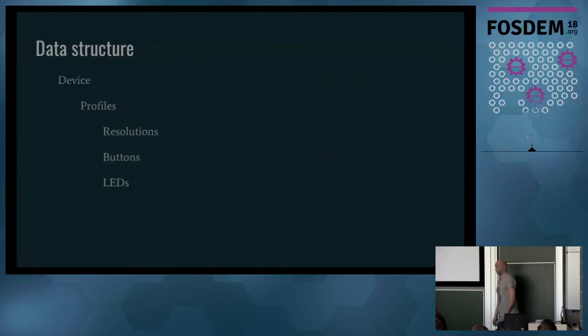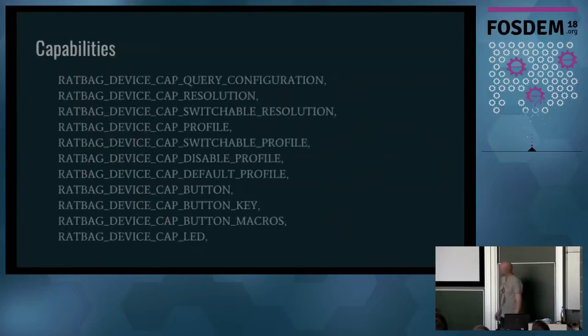So the basic data structure within libratbag is that you will have a device. On the device you have multiple profiles, at least one. In that you can have different resolutions that you can switch between, where one has a DPI of 800 and the other 2000, or whatever you need. And you have your button mappings and your LED settings.